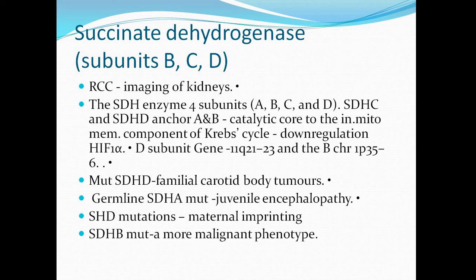A bit more about the SDH. It has 4 subunits. The succinate dehydrogenase, as you all know, is a main component of the Krebs cycle, and it downregulates HIF1 alpha. The C and the D subunits anchor A and B into the inner mitochondrial membrane. So that's a small description of that.